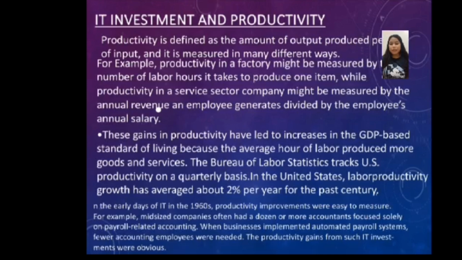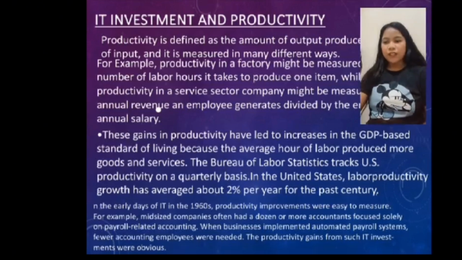The Bureau of Labor Statistics tracks U.S. productivity on a quarterly basis. Labor productivity growth has averaged about 2% per year for the past century. In the early days of IT in the 1960s, productivity improvements were easy to measure. For example, mid-sized companies often had a dozen or more accountants focused solely on payroll-related accounting. When businesses implemented automated payroll systems, fewer accounting employees were needed. The productivity gains from such IT investment were obvious. Innovation is a key factor in productivity improvement.